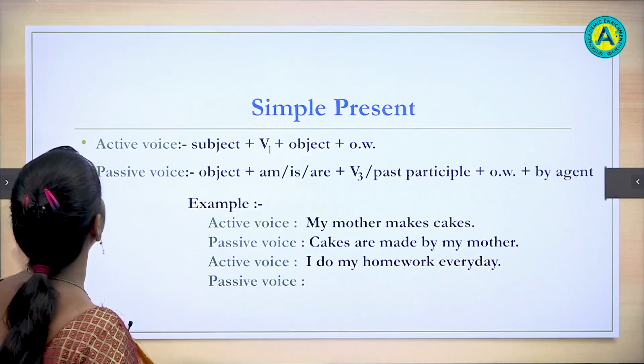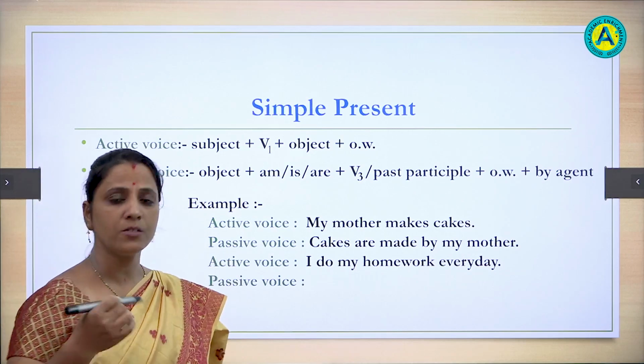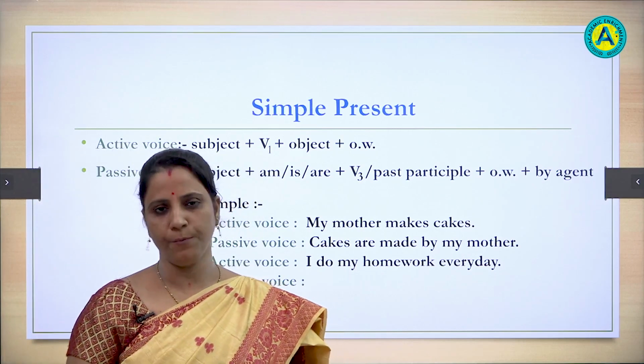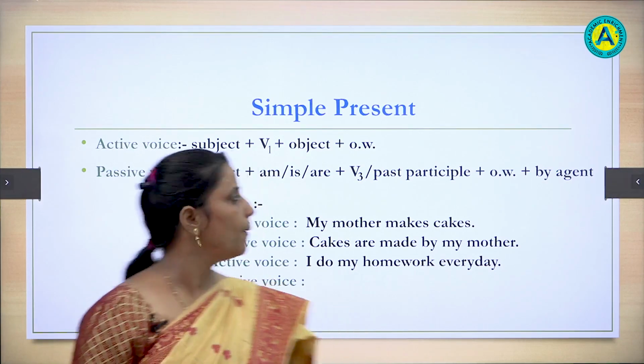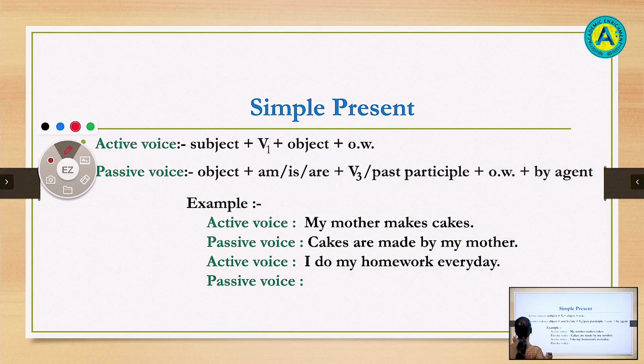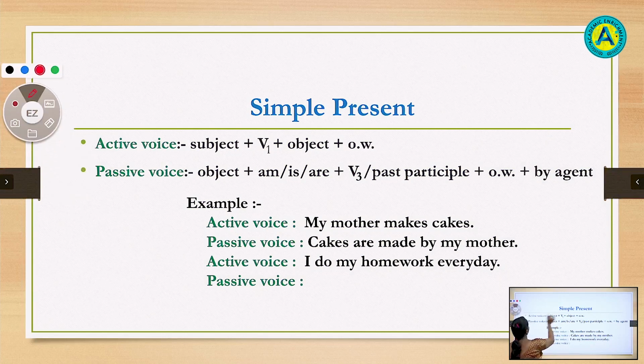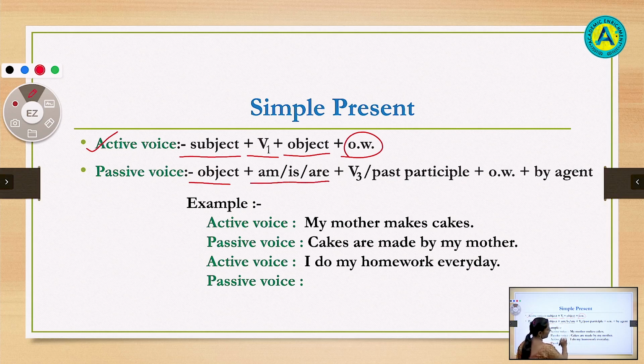The next, we will discuss some rules of active and passive voice in different tense forms. Let's discuss simple present. The structure of simple present in active voice is subject followed by verb 1 followed by object followed by other words. In passive voice, what is the structure? Yes, object followed by is/am/are followed by verb 3 followed by other words and followed by agent.